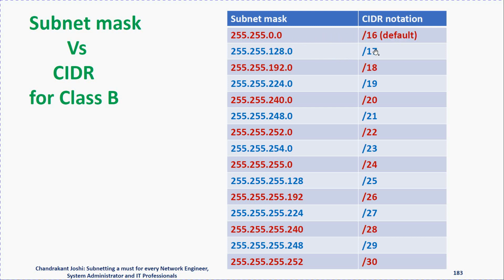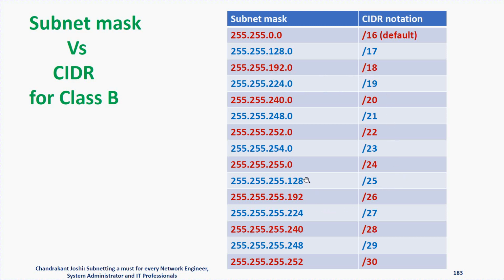Likewise, if we borrow 1 bit, then this is the corresponding subnet mask. We have already seen this from /25 through /30 in class C subnetting. Now in class B subnetting, it starts with the third octet. So in the third octet, if you borrow 1 bit, then it becomes 17 bits. Likewise, if you borrow 2 bits, this is 18 bits. On borrowing 3 bits, it is 19 bits.